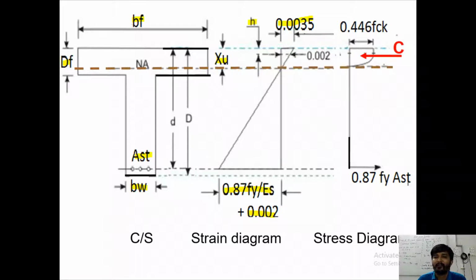And we have a stress diagram which is 0.446 fck. We have compression force and we have a tension force, that is 0.87 Fy Ast. So this is a stress strain diagram. This can be asked many times in the interviews also, like draw the stress strain diagram for the T beam. So this is case number 1, the neutral axis is in the flange. So it is marked as yellow.